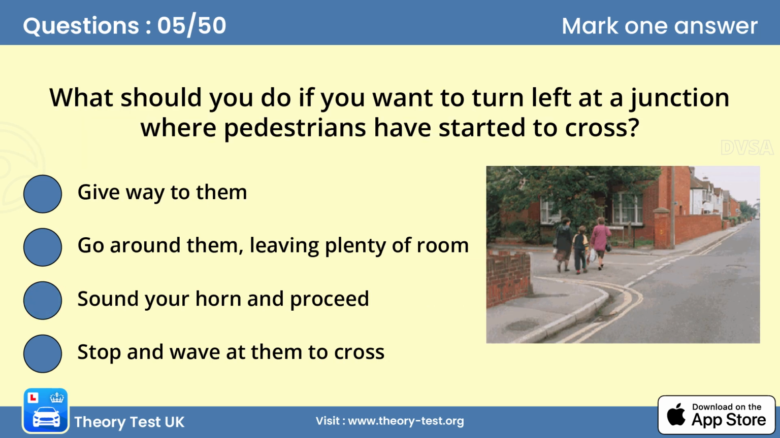Question 5. What should you do if you want to turn left at a junction where pedestrians have started to cross? A. Give way to them. When you're turning into a side road, pedestrians who are crossing have priority. You should wait to allow them to finish crossing safely. Be patient if they're slow or unsteady. Don't try to rush them by sounding your horn, flashing your lights, revving your engine or giving any other inappropriate signal.